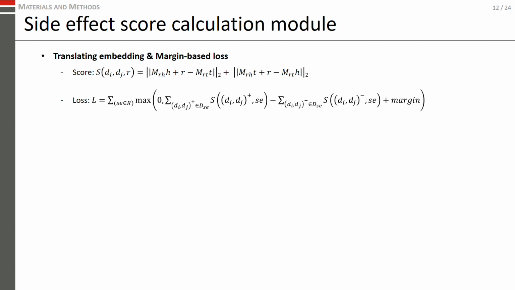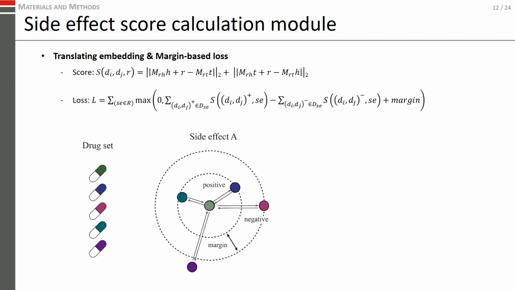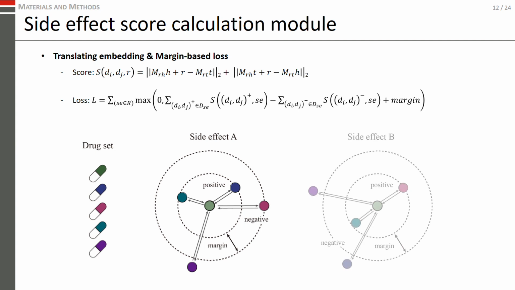Inspired by the knowledge graph embedding method, I applied a translational embedding method to make two related drugs close in side effect spaces. The scoring function is defined as the distance between drugs considering both directions. Then the loss function is defined like this formula. With that, the model learns to make more gaps between scores of positives and scores of negatives. And this will be different for each side effect.